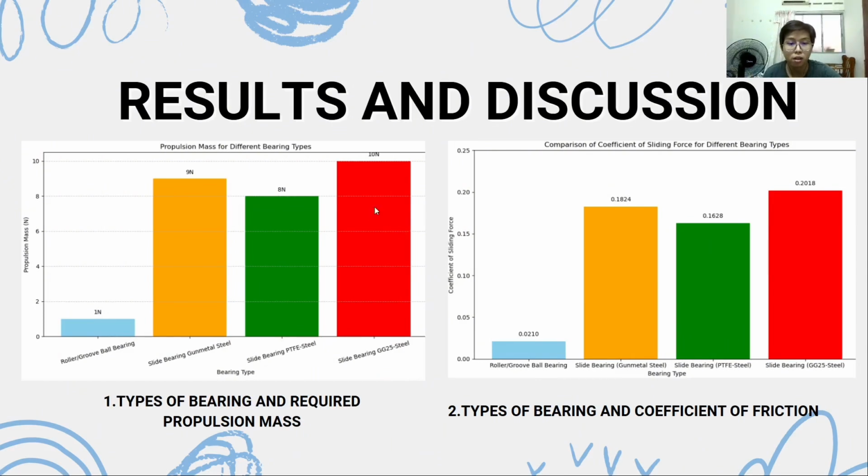So in summary, while roller bearings offer the best performance in terms of low friction and propulsion efficiency, slide bearings, particularly PTFE steel, can be a suitable alternative in specific applications, where conditions like chemical exposure or heavy load bearing are more critical than energy efficiency. Thank you.